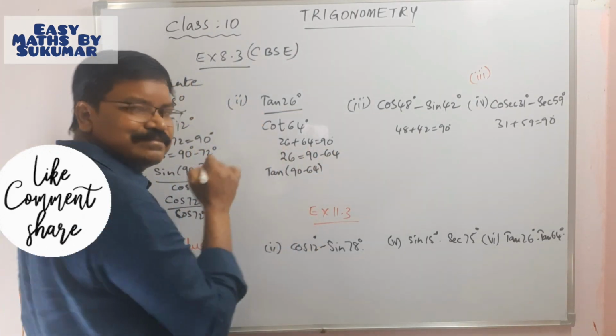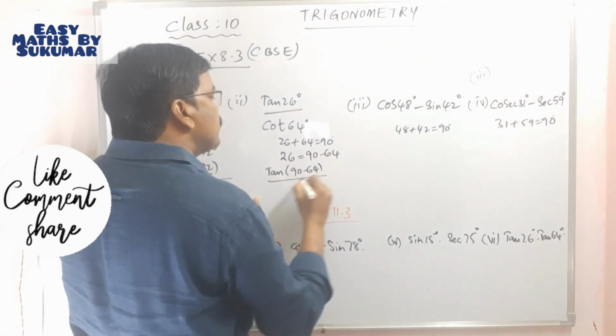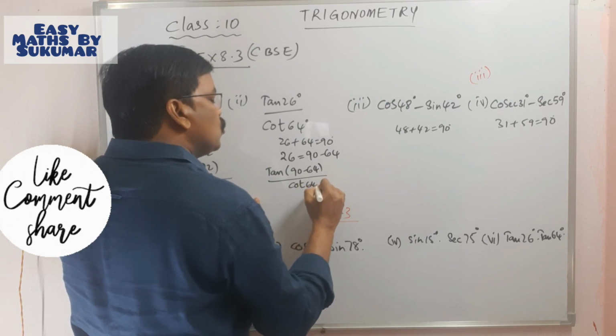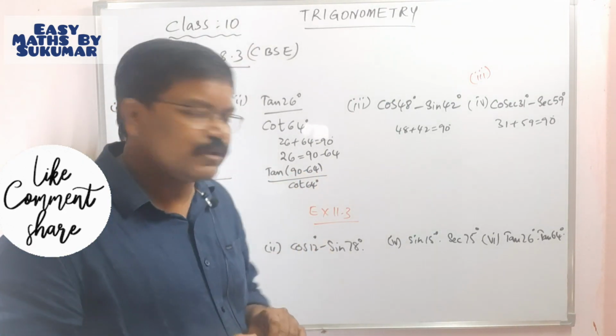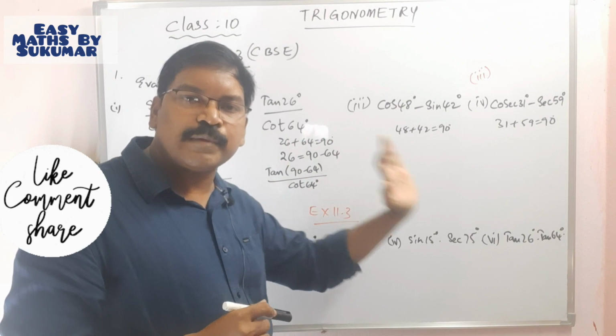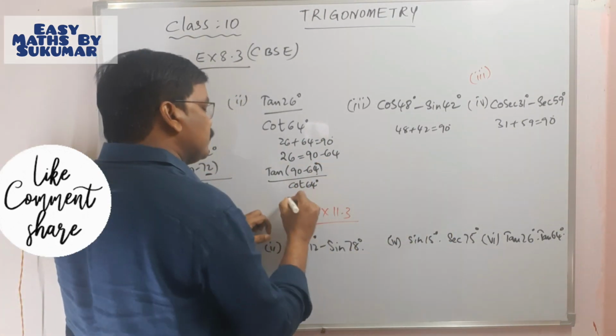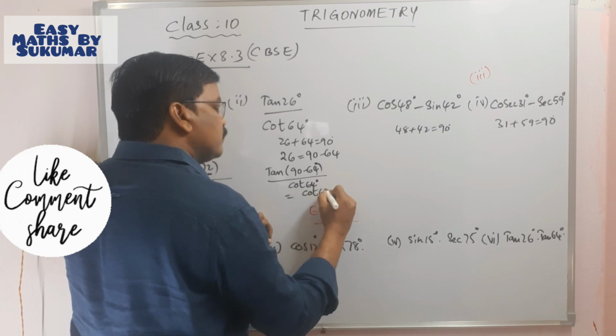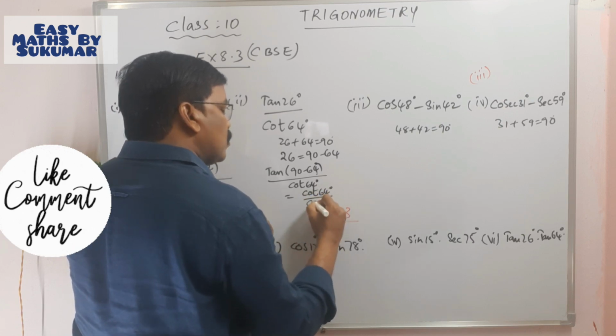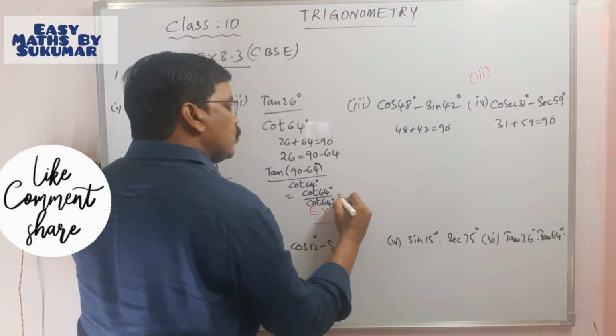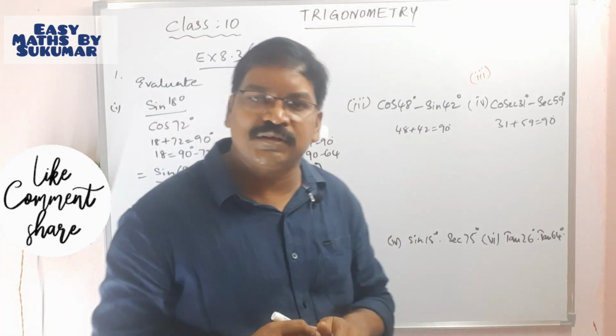Just use this one. But what is here in the denominator? Cot 64. Don't disturb this cot 64. But as I told you, tan 90 minus theta is cot theta. So what is theta here? This is 64. So that is cot 64 degrees by cot 64 degrees. Both get cancelled, that is equal to 1.